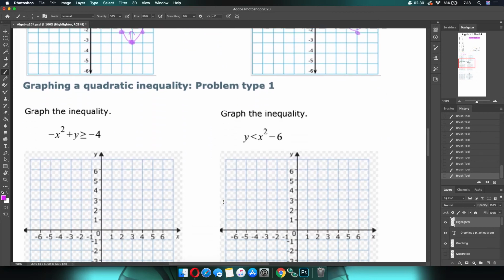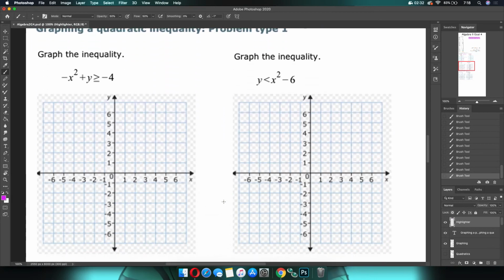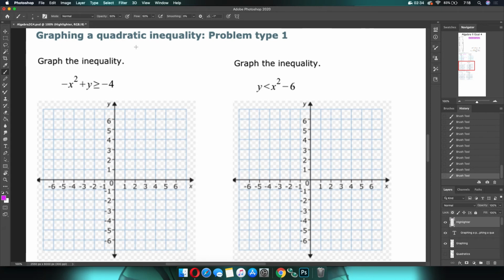Graphing an inequality. What you want to be careful of is if it is a dotted line or a solid line. And then if it is greater than, you are shading above. If it is some version of less than, you are shading below.